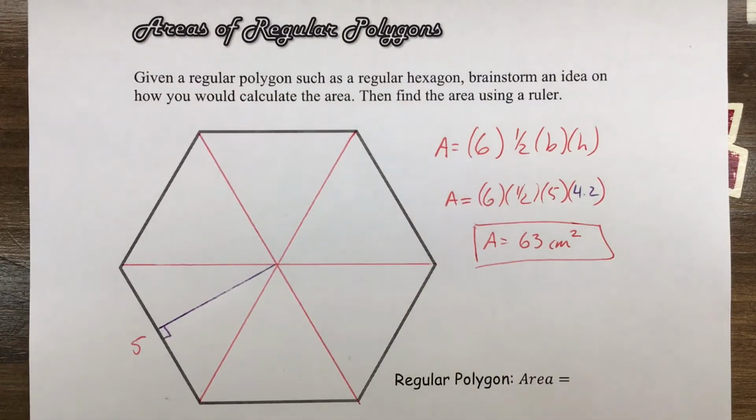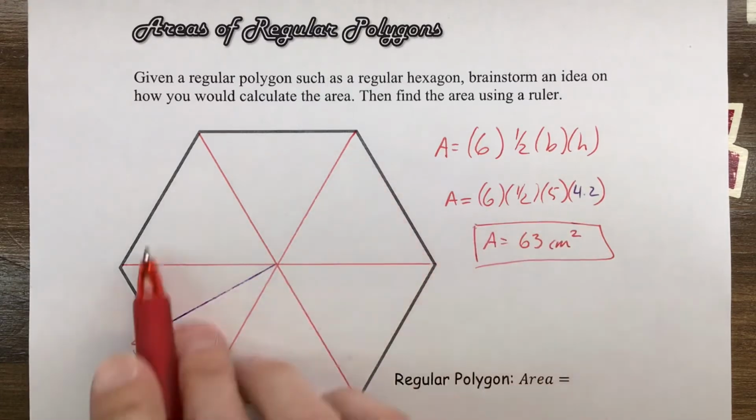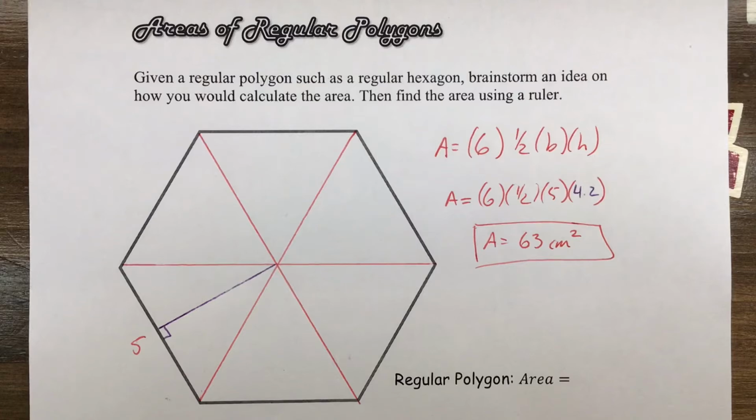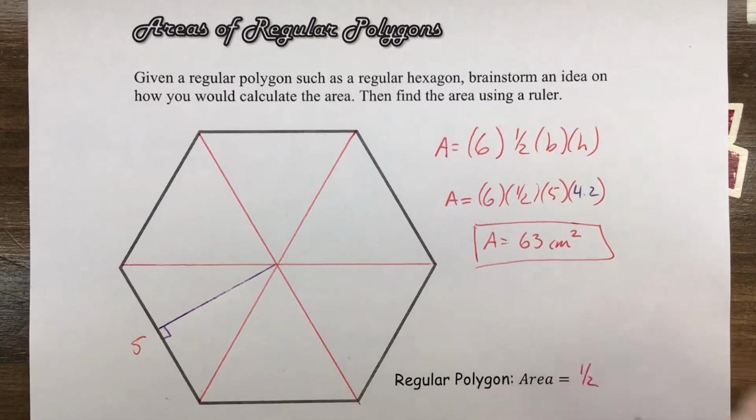Okay, but what we really want to think about is what all these values would represent with respect to the hexagon, not so much the triangle. The idea works, but if you have any regular polygon, how do these numbers actually apply to that figure? Okay, the 1/2 is just a number, it's a 1/2.